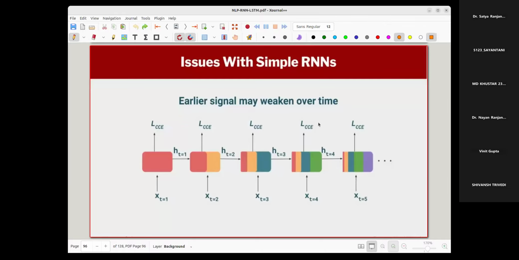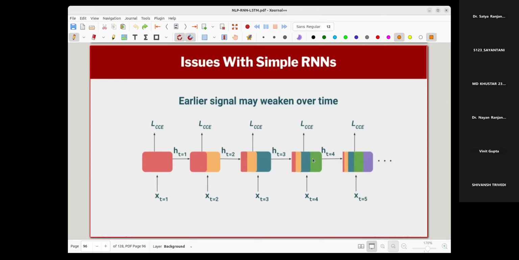Now what happens in our RNN? At time step T1, whatever information is there is captured. This input is captured here. This information is passed to the next time step, and the current input is xt equal to 2, let's say this is yellow. Previous information and the current information are combined. At the next time step, the previous two pieces of information and the current information are combined, and at the next time step, the previous three and the current are combined.